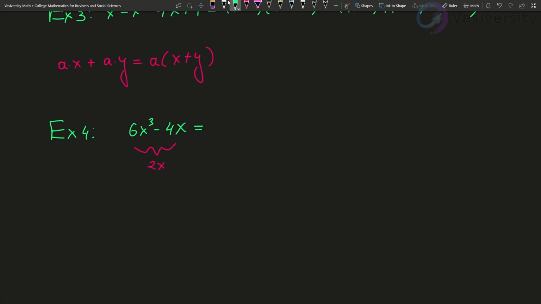We can factor it out as 2x times 3x squared minus 2x times 2. And we're going to have 2x times 3x squared minus 2. Okay, so our factor here was 2x. Okay, let's say that this is example A.